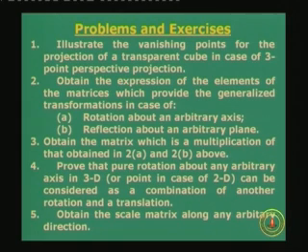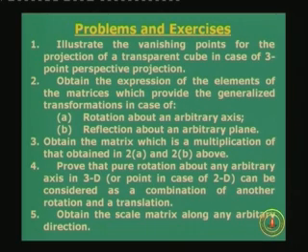In addition to this, I must also mention that I have given a few more problems which you can work out. I will just read out these problems. The first problem says, illustrate the vanishing points for the projection of a transparent cube in case of 3-point perspective projection.